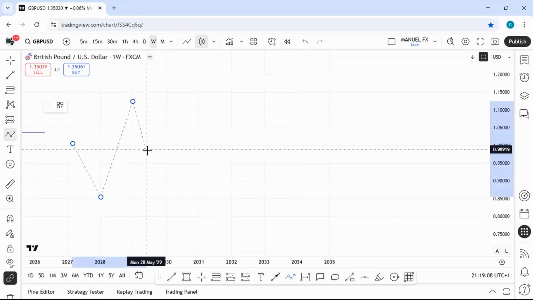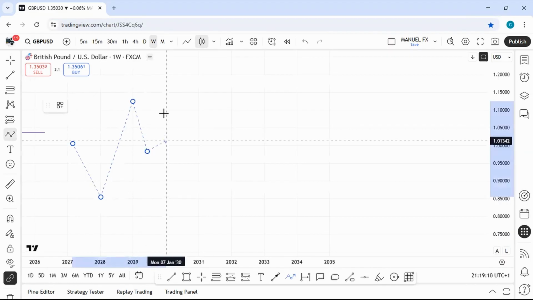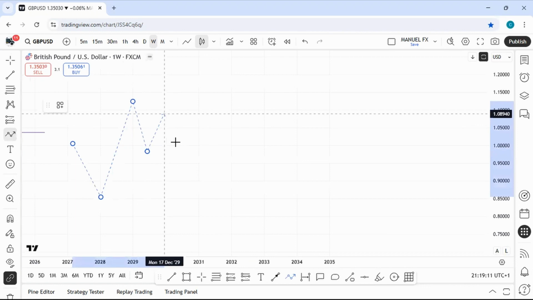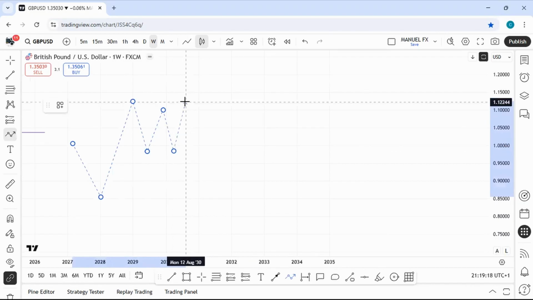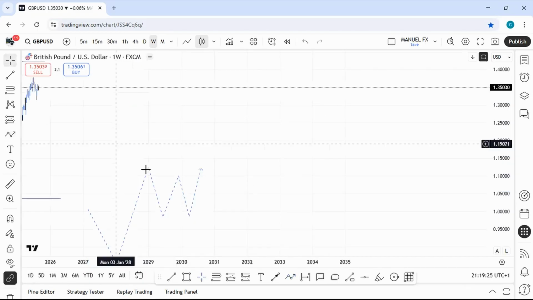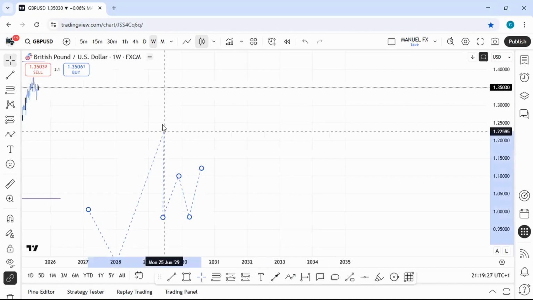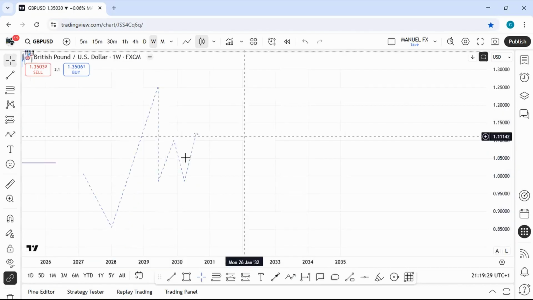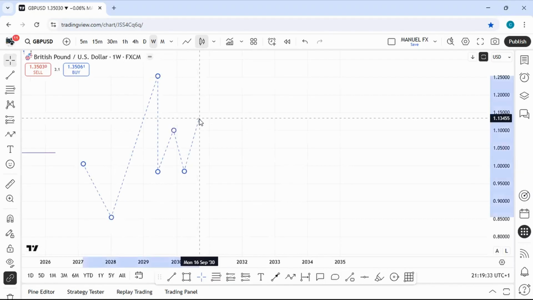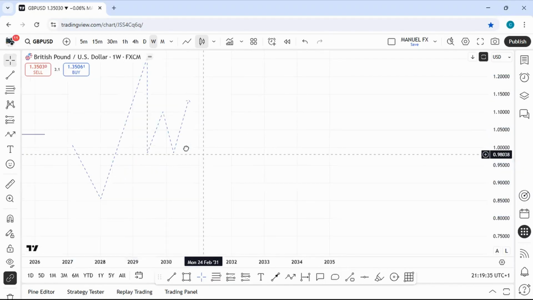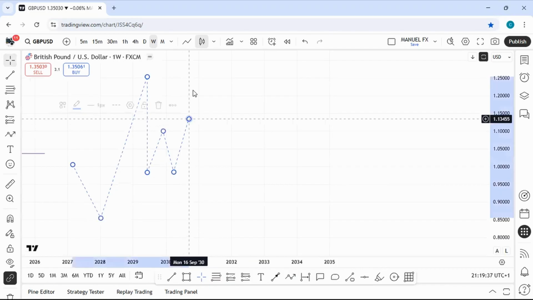Now we have inducement after a break of structure. We have inducement before a break of structure. Okay, so this is our high. This is our high.